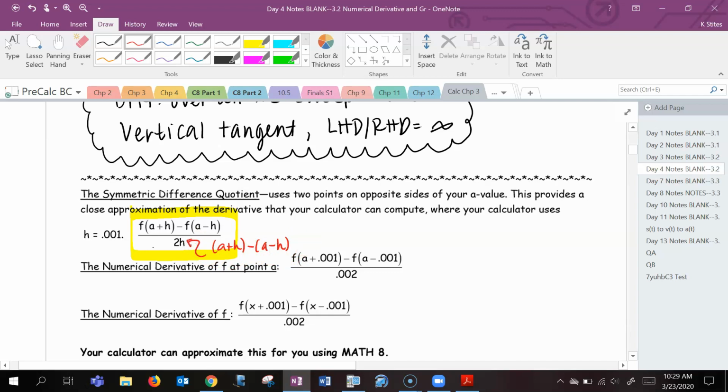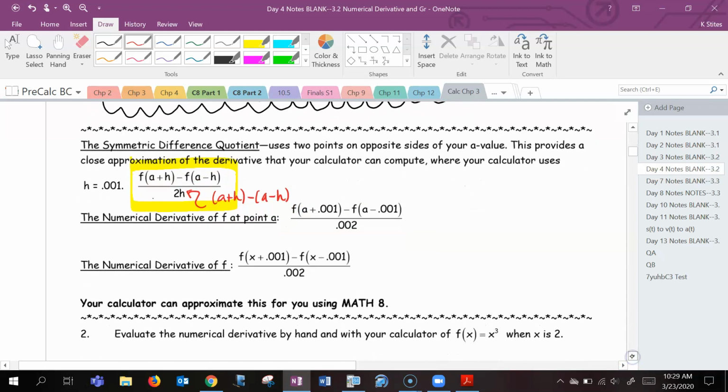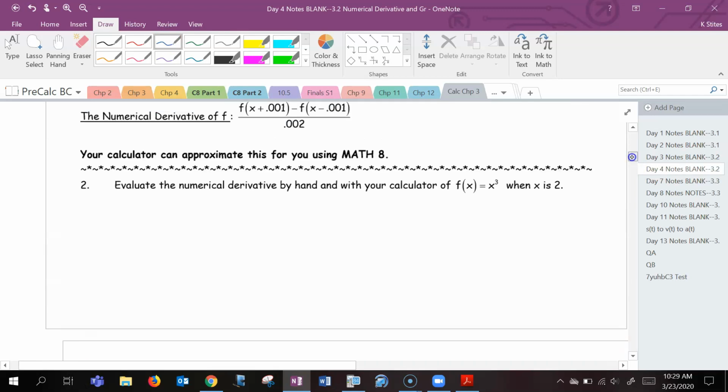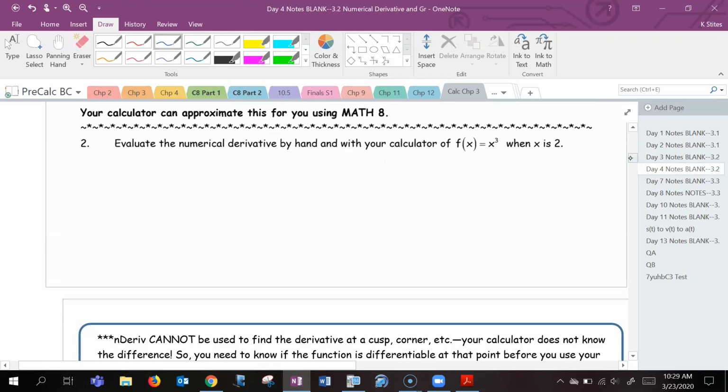Okay? All right, so what we can do is we can use our calculator to find what's called the numerical derivative of f at point a. And this is at a specific a value, and this is just if you don't have a specific a value. So here's the thing, your calculator can actually do this all for you. You don't even have to use this formula, but we're going to use it once or twice to say that we did. And then I'm going to show you how to use your calculator. So your calculator is going to use Math 8. So hold your horses, we'll get to that in a second.